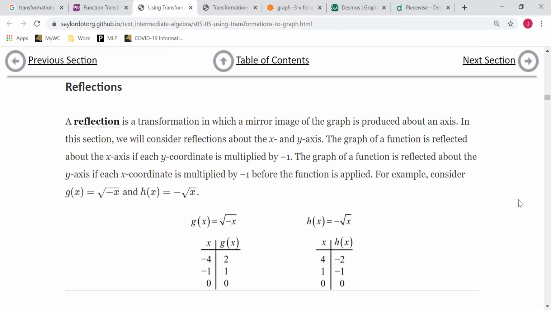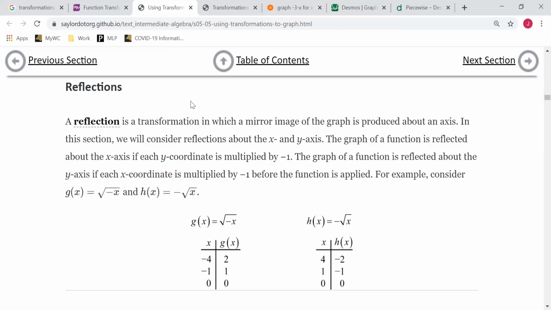Reflections is exactly what it sounds like. Generally speaking, you're going to be reflecting about the x-axis or the y-axis. And again, which axis you're going to be reflecting around depends entirely on where you apply the reflection. Do you apply it first to the x and then apply the function around it? Or do you first do the function and then apply the reflection after the fact? That is an important distinction. It's easy to get that confused.